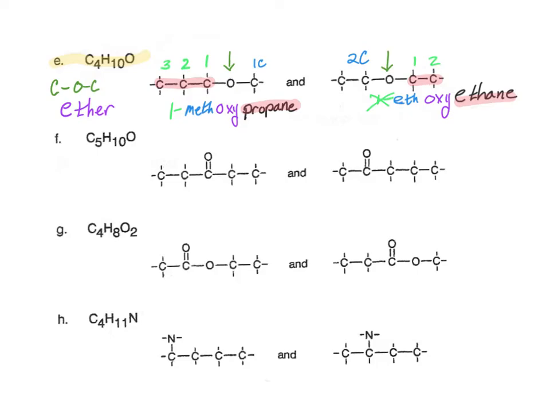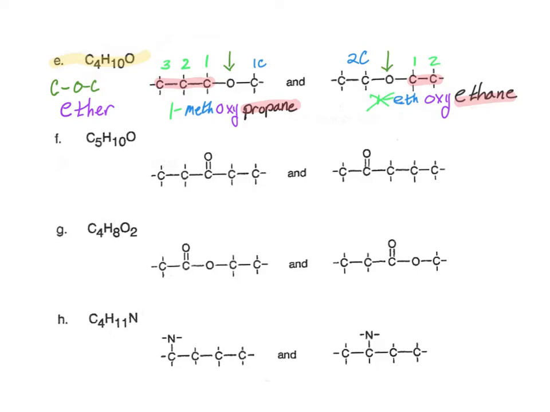So again, that was just some extra naming practice. You're just supposed to be noticing that the position of the oxy has changed. In this case, they're both on number 1, but what's changed is the chain length. So that is still considered a positional isomer because the position of the attached group has changed.